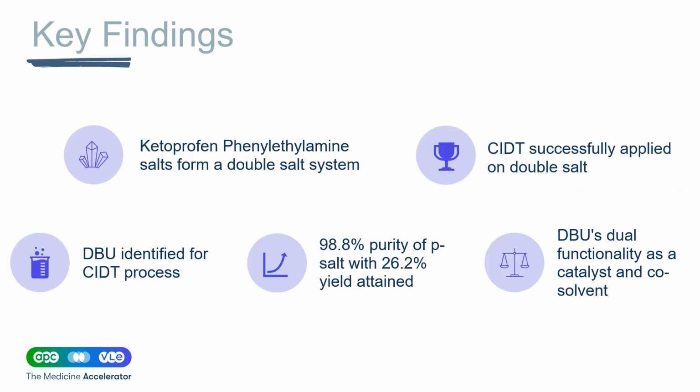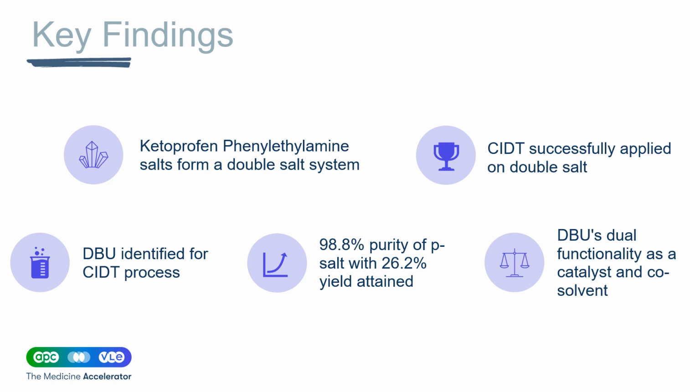To conclude, this study has successfully demonstrated the feasibility of CIDT for the resolution of double salts. The solubility phase diagram confirmed a double salt in the 2-propanol heptane solvent system. Among the catalysts evaluated, DBU was found to be the most efficient promoter of epimerization at room temperature. Further optimization revealed that a DBU concentration of 5 mol% achieved a purity of 98.8% P-salt with a yield of 26.2%.